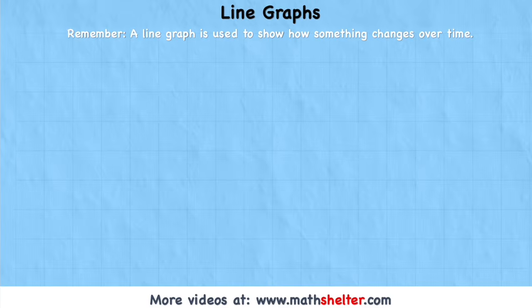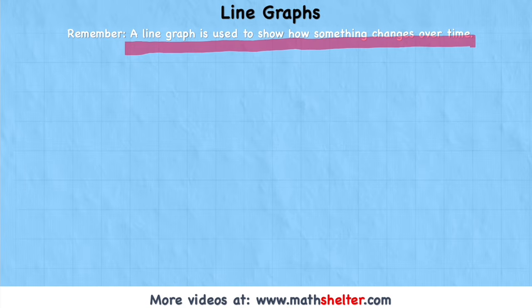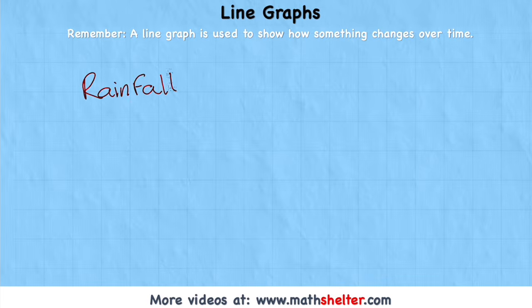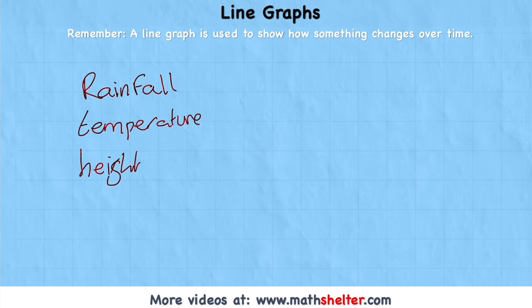Okay, so what do we need to remember today? Well, we need to remember that a line graph is used to show how something changes over time. And this time part is really important. So if we think about it, we could use line graphs to measure rainfall over the course of a day, or we can measure the temperature, or anything else over time, maybe the height of something, etc.